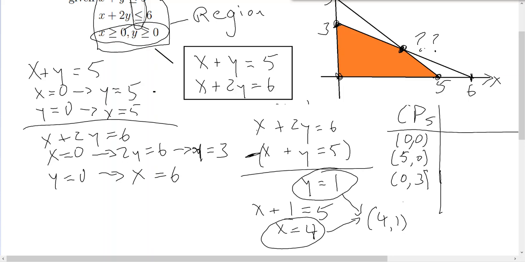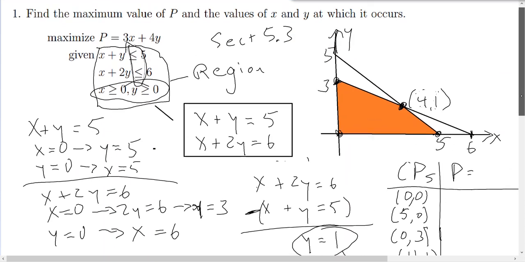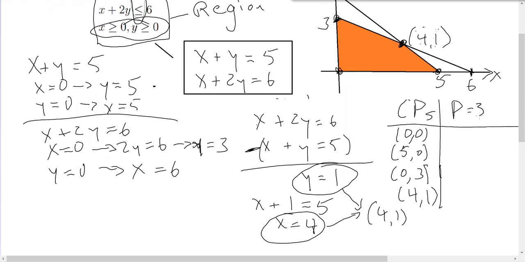And so these two combine to give me the coordinate 4, 1. So that's this point out here. This point is 4, 1. Okay, so we add that to the list of corner points, 4, 1. Then you plug them into P. P was equal to what? 3x plus 4y.